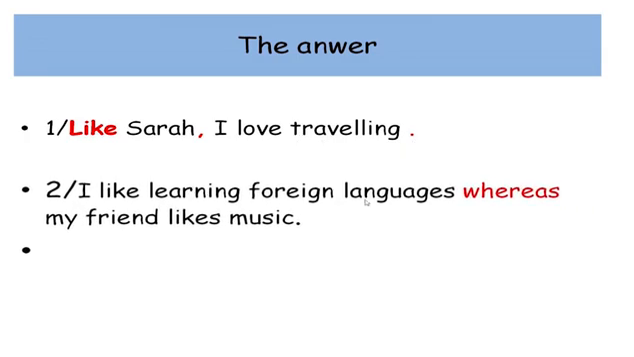Second one, I like learning foreign languages, whereas my friend likes music. Here they have different likes. I like learning foreign languages, but my friend doesn't like learning foreign languages. He likes music. So since they are different, I can't say I like learning foreign languages like my friend. No, here since they are different, we use whereas. So I like learning foreign languages, whereas my friend likes music. This is for the first activity. Let's see the second one.